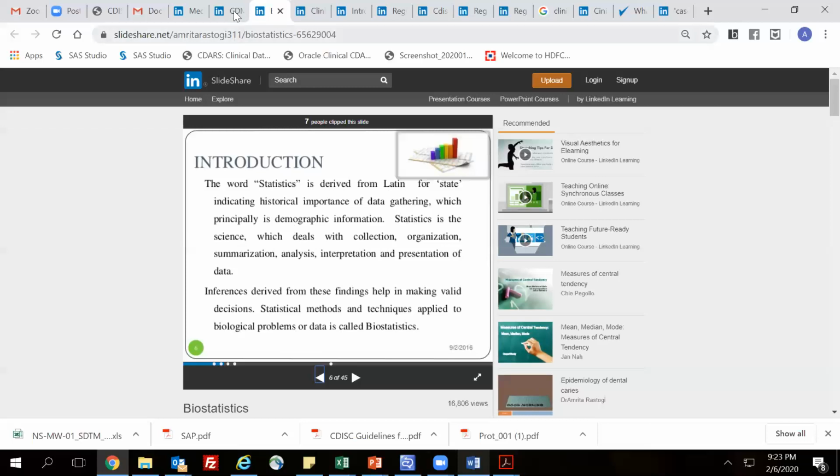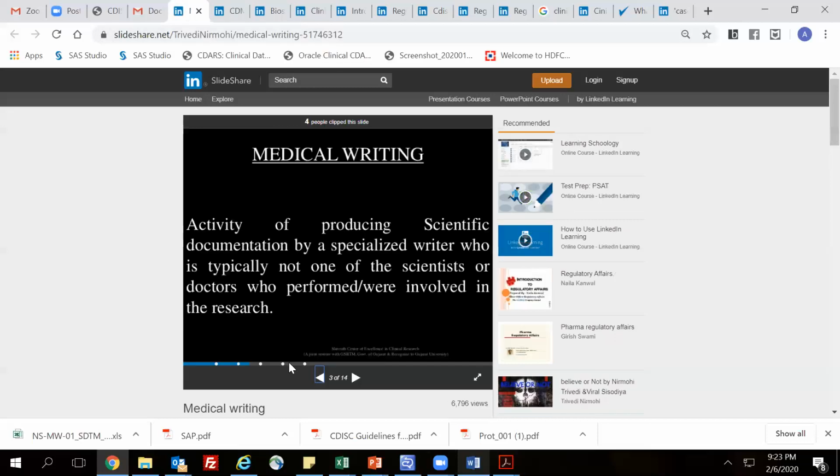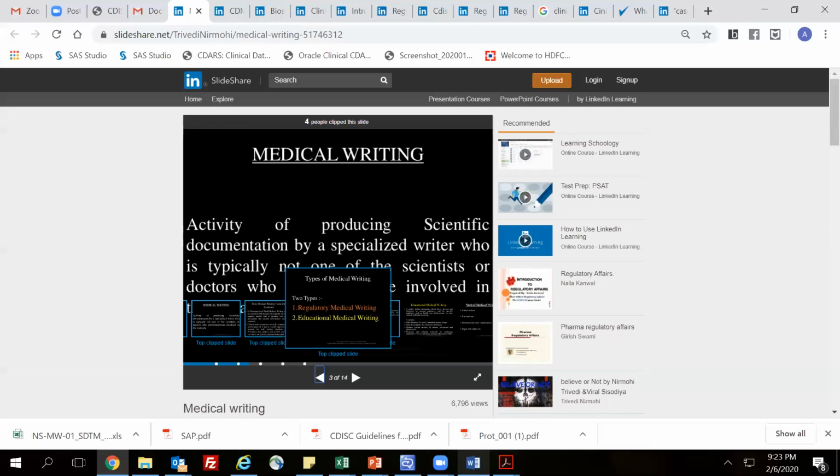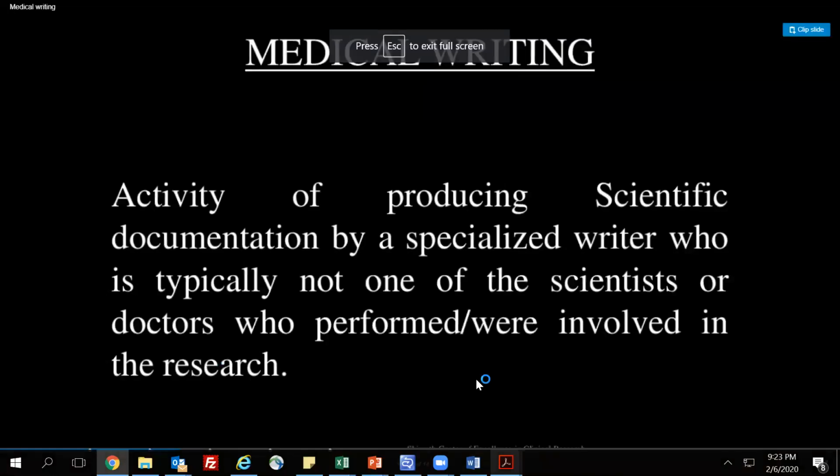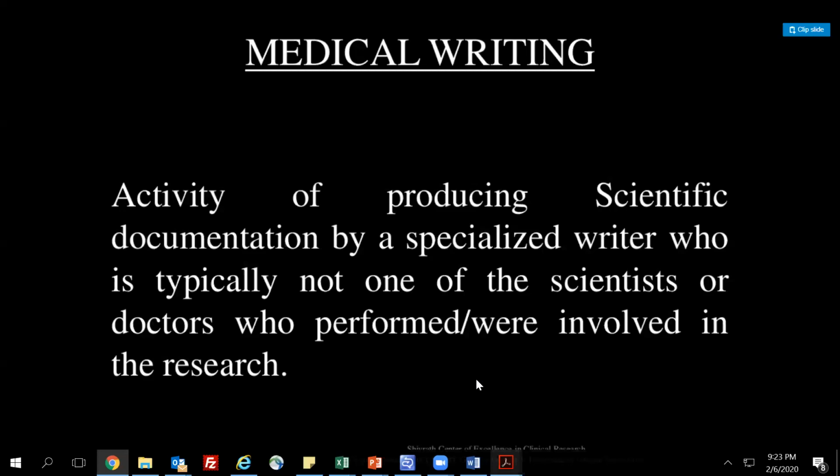Okay, now next is medical writing. I'm not sure if you all know this term, medical writing. It's the activity of producing scientific documentation by a specialized writer who is typically not one of the scientists or doctors who performed or were involved in the research. So medical writers are persons who are not scientists nor doctors. They are not even involved in the research.